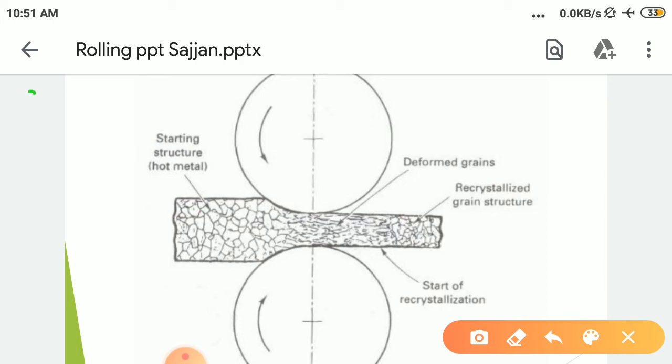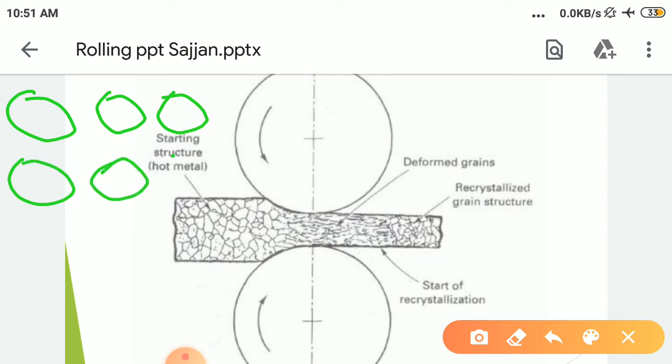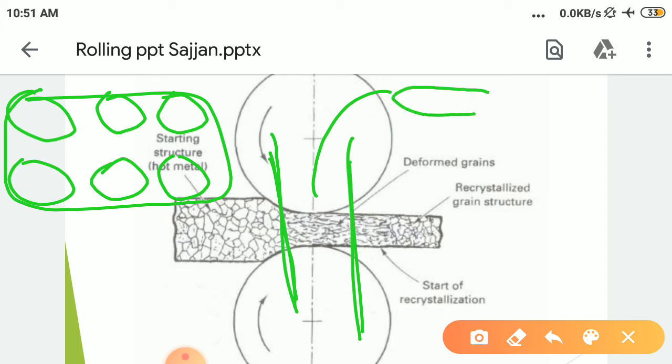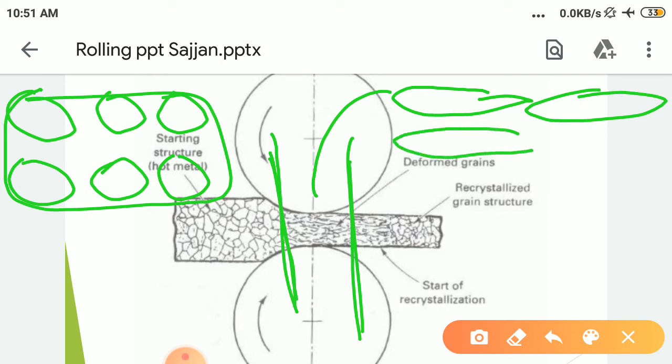Initially our grains were like this, circular in cross section ideally. So this kind of grains we are having before this line. Now from this line to this line, in this range, we are having our elongated grains like this because of the rolling.